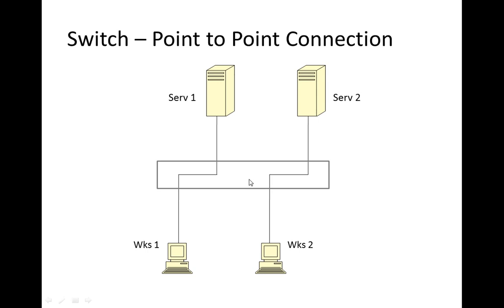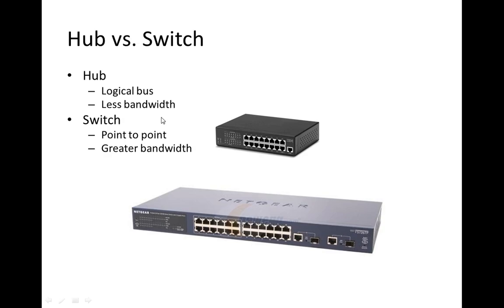So now you can see in this example, twice as much data can be sent through this network at the same time because we have two computers which can send data through the same switch at the same time without colliding into each other. So that's the big difference between a switch and a hub. Hub is a logical bus and you get less bandwidth. Switch has point-to-point connections between the ports and the switch and gives greater bandwidth.